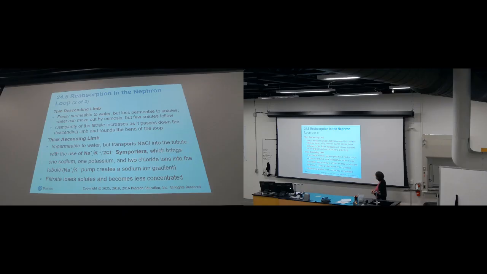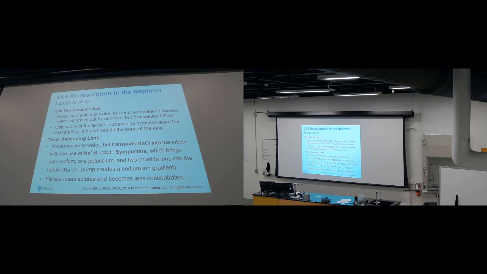So something that happens in that thin descending limb: you have freely permeable to water, but less to solutes. So water will move out here by osmosis, and if some solutes move, it will be very few. So as you move into this descending limb, the osmolarity of the filtrate increases because you keep reabsorbing water that concentrates the filtrate more, and then it will reach the loop itself.